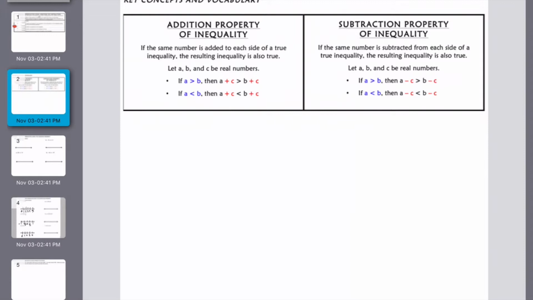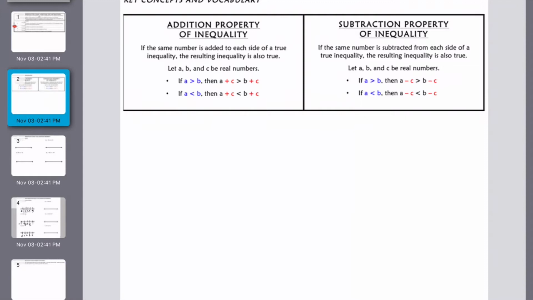Our two key concepts and vocabulary for this video in the beginning are the addition property of inequality and the subtraction property of inequality. These essentially work the same as the addition property of equality and the subtraction property of equality. If the same number is added to each side of a true inequality, then the resulting inequality is also true. And if the same number is subtracted from each side of a true inequality, the resulting inequality is also true. I'm going to solve a couple, and then we're going to talk about a couple others from there.